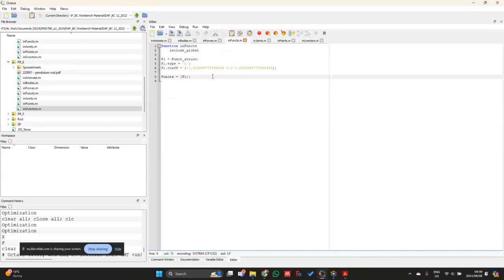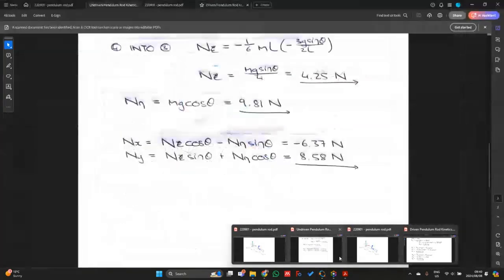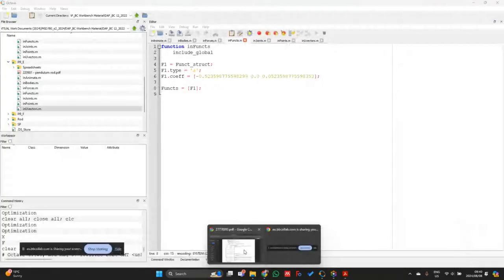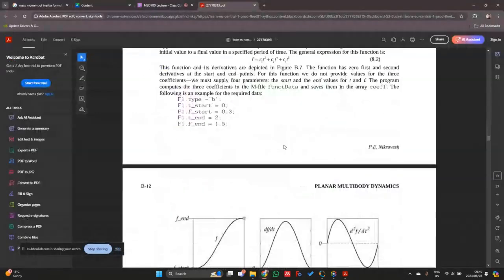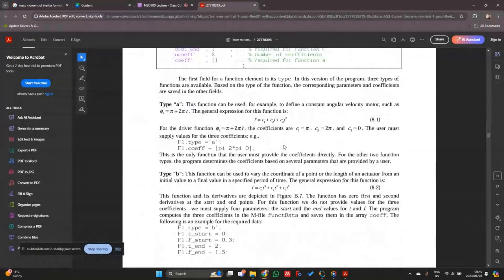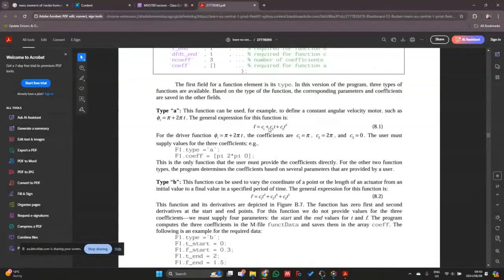So if I now head to infunct, you'll see where we previously had an empty list, we now have a function that I specified over here, f1, which is this funct underscore struct, and I specify it as a type A function. This type of function you'll find, I think if we head to appendix B, right, over here they give the different types of functions that we have. So for type A, we have C1 plus C2t plus C3t squared.